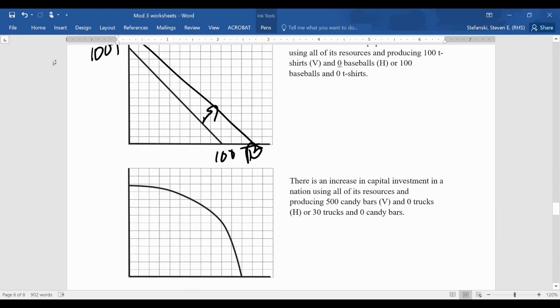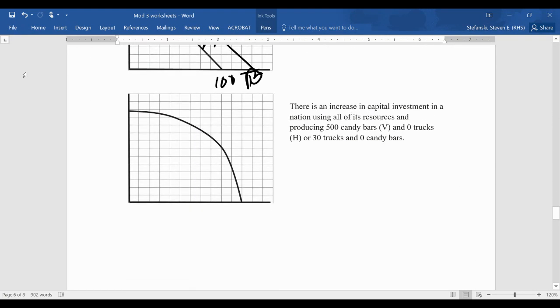The next one says there's 500 candy bars on the vertical. So here's 500 candy bars, and then 30 trucks on the horizontal.